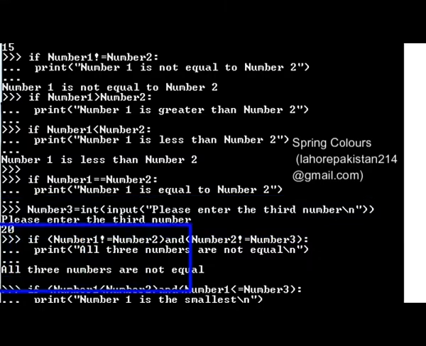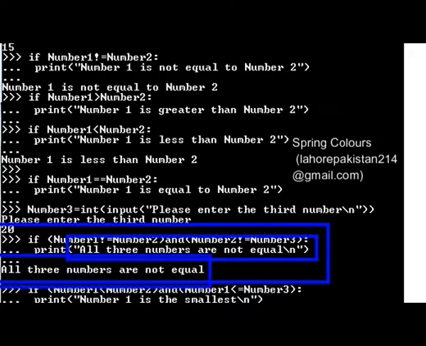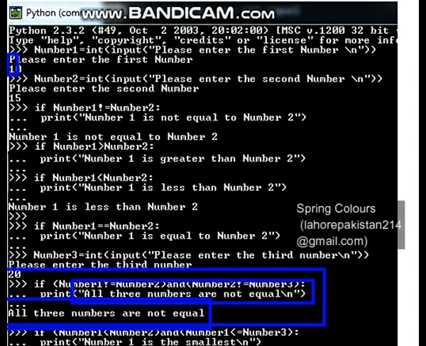We are comparing over here that if number 1 is not equal to number 2, and connecting the next statement, that if number 2 is also not equal to number 3, then if all three numbers are not equal, what will be printed on the screen? All three numbers are not equal, and you can see that all three numbers are not equal. Why? Because 10 is not equal to 15, which is not equal to 20.